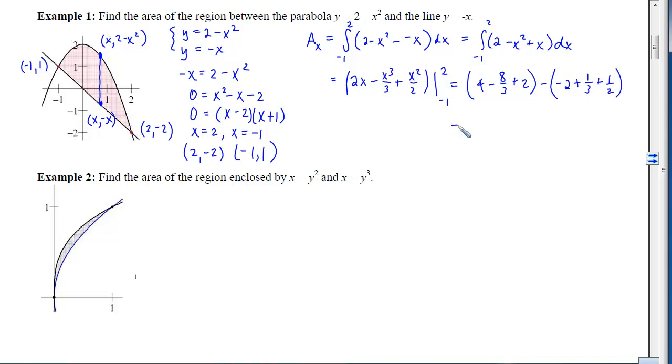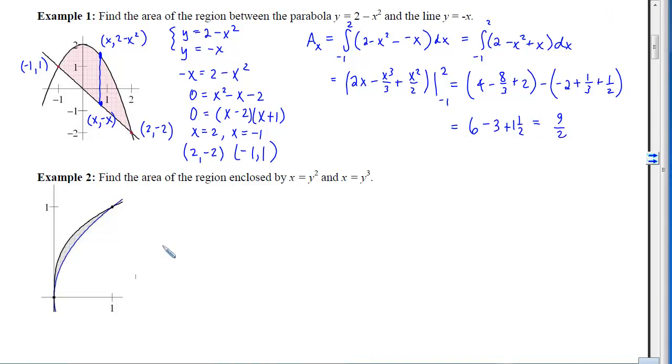If I now combine everything, I'll have a 4 plus a 2, that's a 6. Have a negative 8/3 minus a 1/3, that's a negative 3. And then I have plus a 2 minus a 1/2, which is plus a 1.5. So it looks like I've got 7.5 minus 3, that's 4.5, or 9/2.